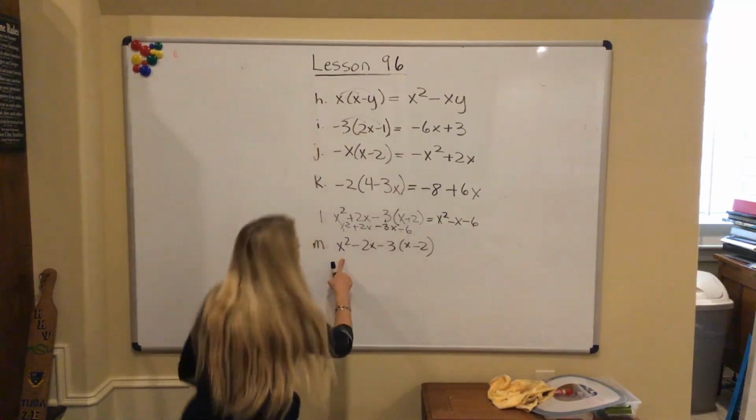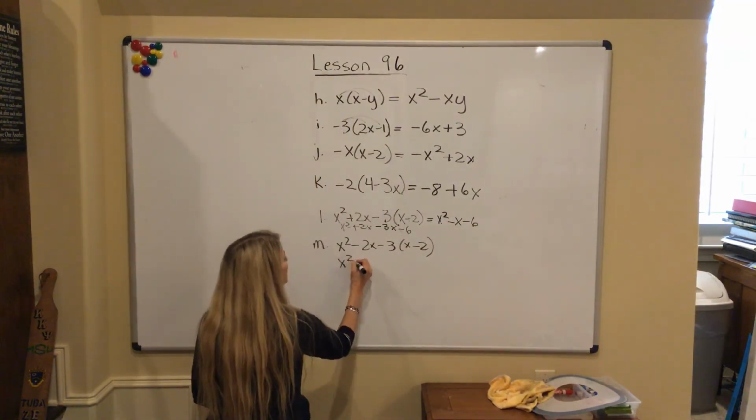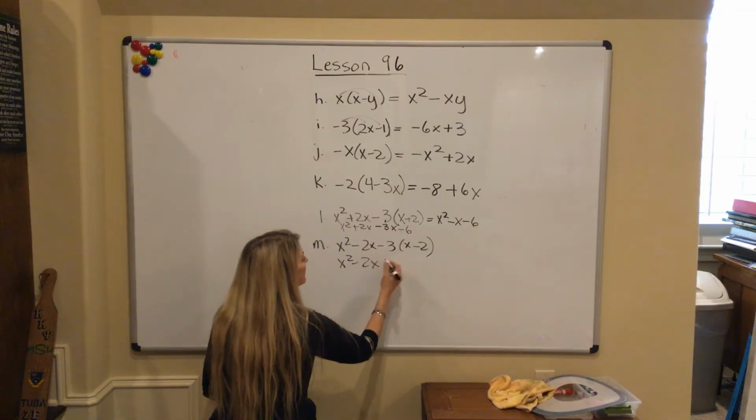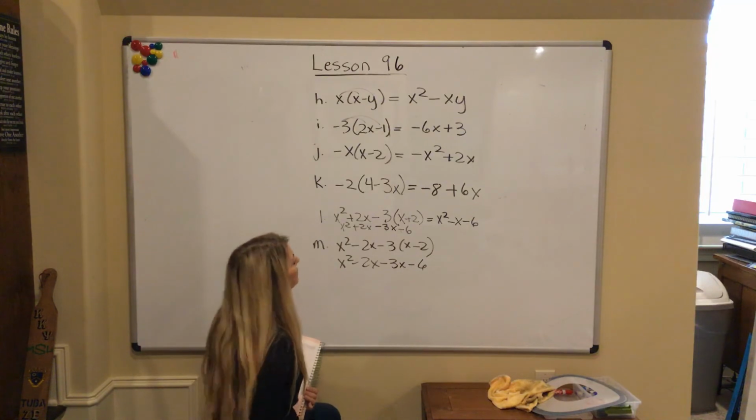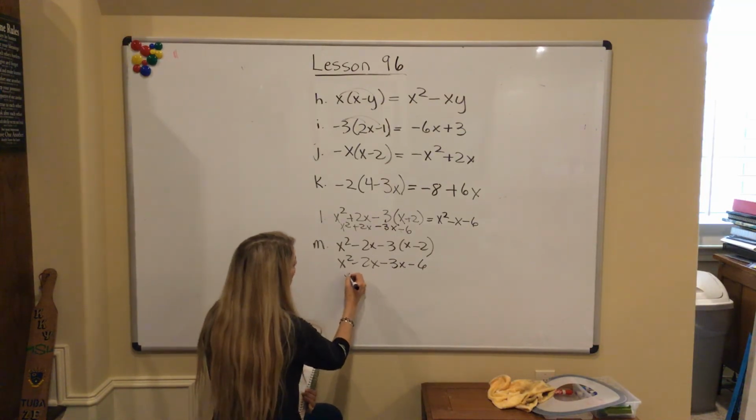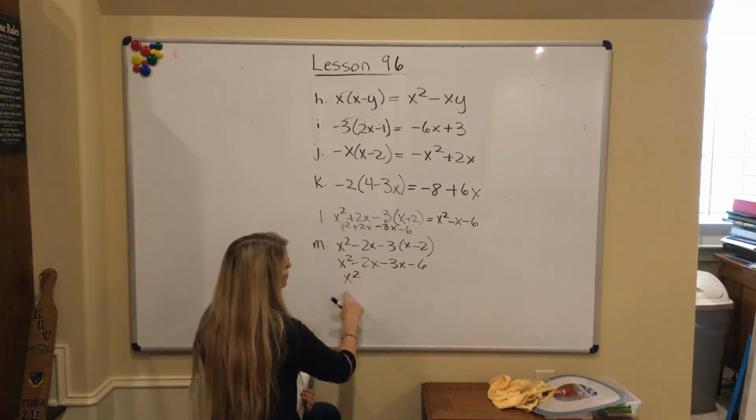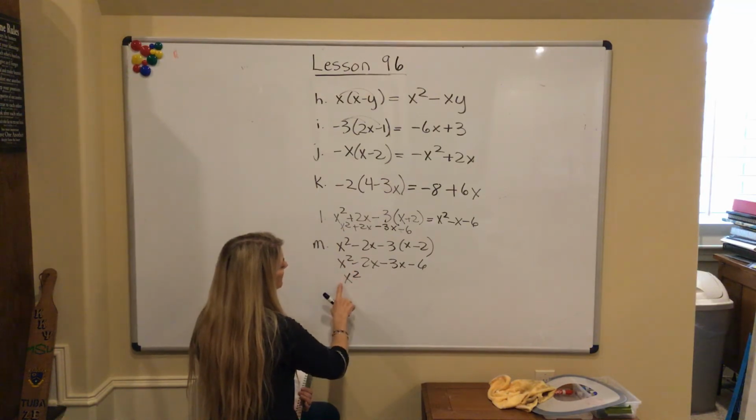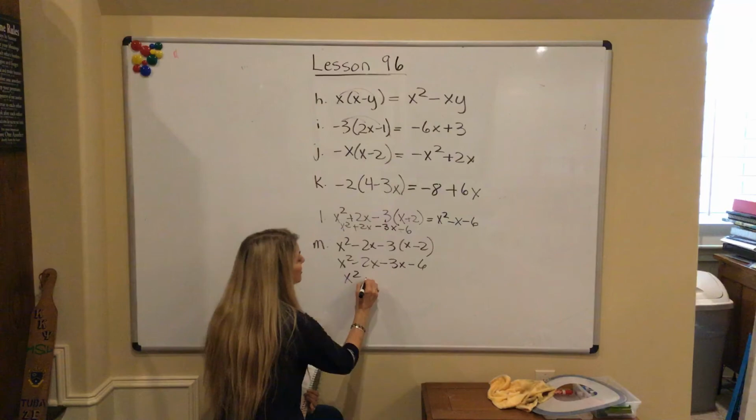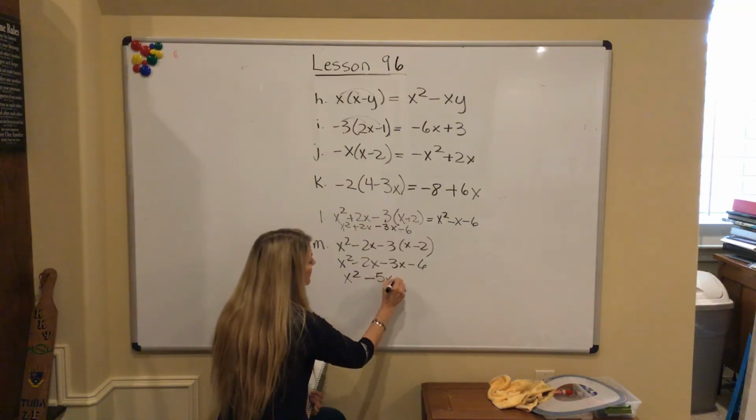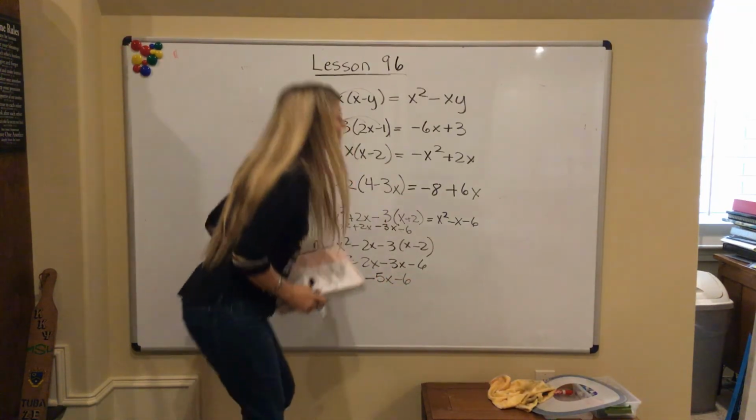And then the last one, again, you have x squared minus 2x, negative 3x, negative 6. Okay? Then you're going to take your x squared. There's no other like terms for that, so you just leave that alone. Negative 2x and negative 3x you can combine, and you would get negative 5x minus 6. Okay?